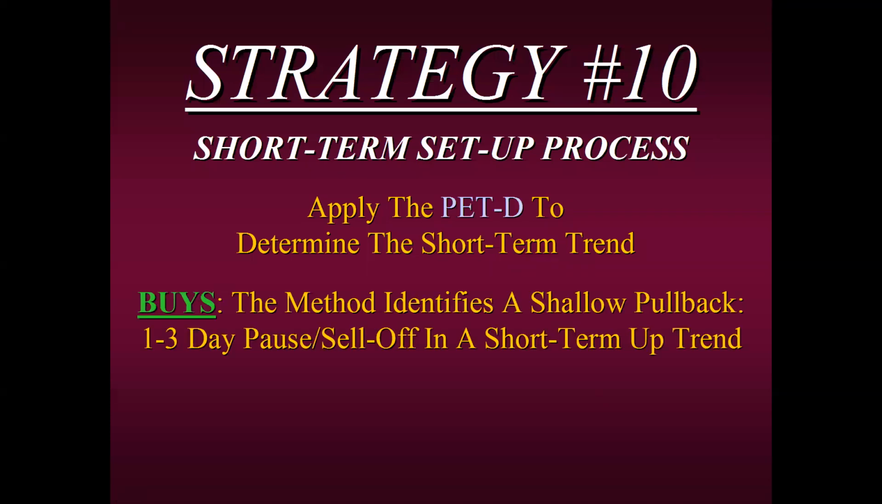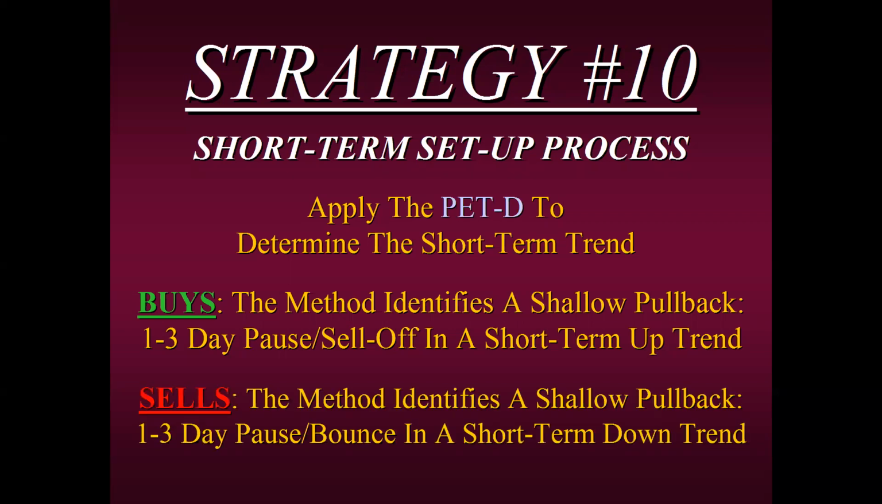Now, here's the process. If we're looking to buy, obviously the bars will be colored green. That's the short-term uptrend. But this method now identifies a shallow pullback. Now that's a 1 to 3 day pause or a sell-off in a short-term uptrend. So we're going to look for a buying opportunity in price while the bars are colored green.